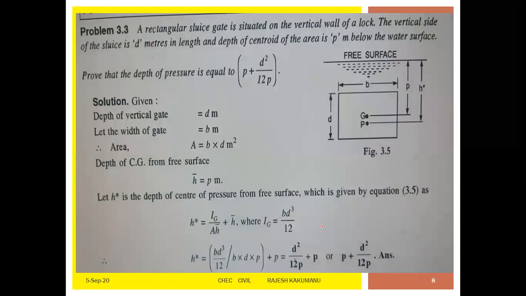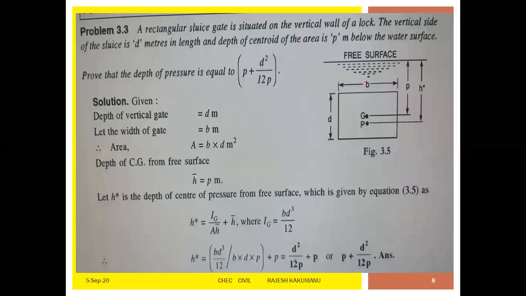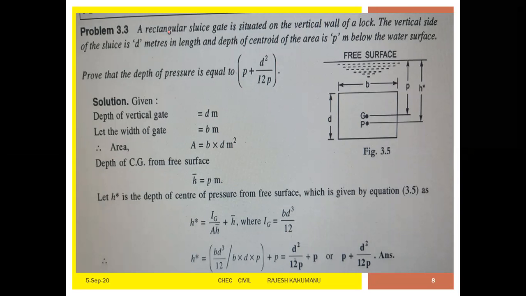Next one. Now we are taking a rectangle where the breadth is on the horizontal side. In the first case earlier it was like this, now it is horizontal. Now see, a rectangular sluice gate is situated on a vertical wall of a lock. The vertical side of the sluice is d meters, the horizontal side is b meters in length, and the depth of the centroid of the area is p, and H star is below the water surface.